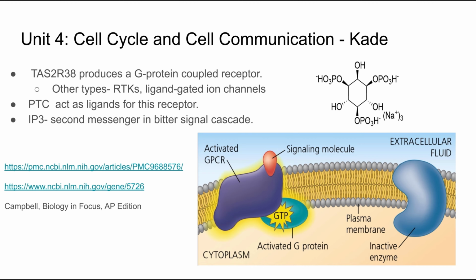Now, once we have the reception occur, to actually get the response we want, we are going to need a cascade to happen, or a transduction pathway. As it turns out, inositol triphosphate, or IP3, is the second messenger in this reaction. That is how people are able to register bitter taste with these receptors.